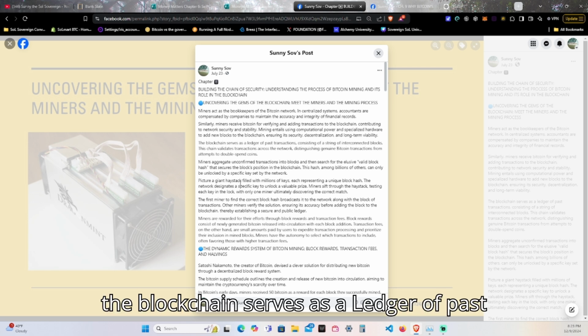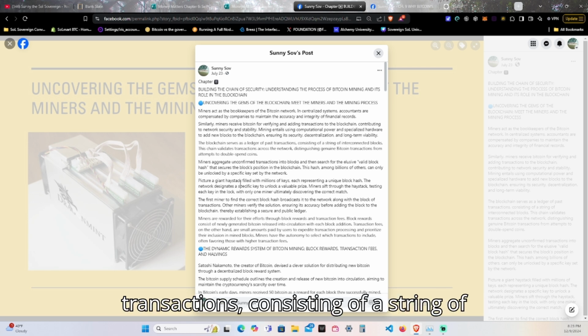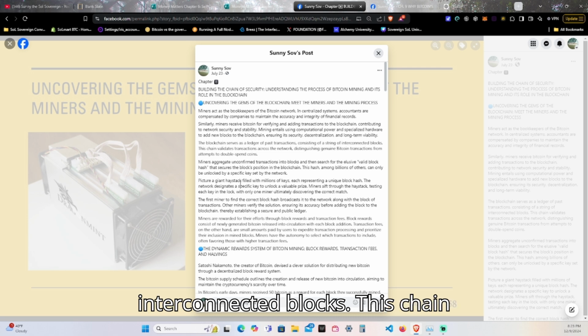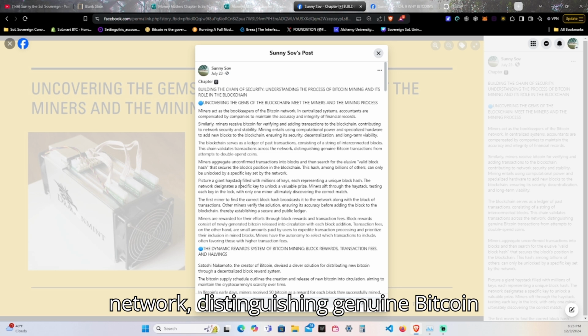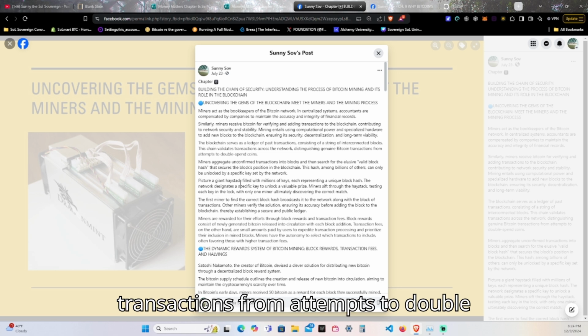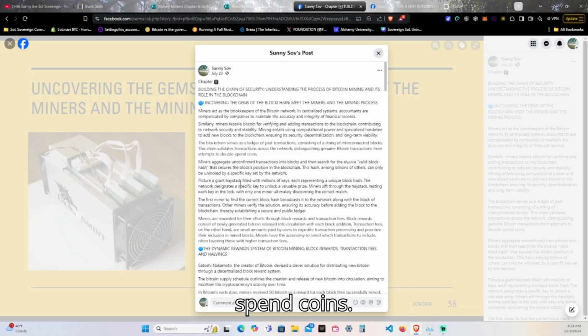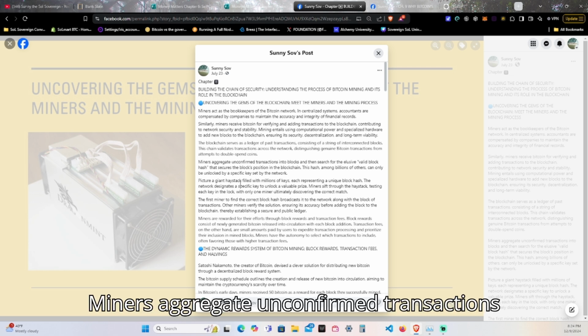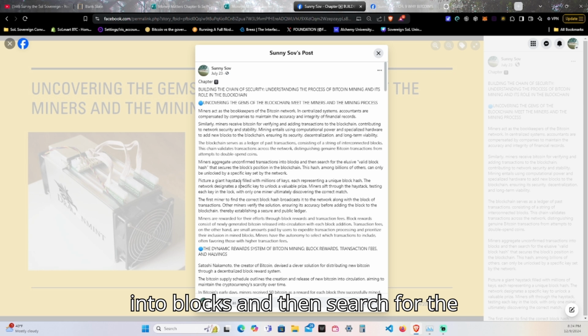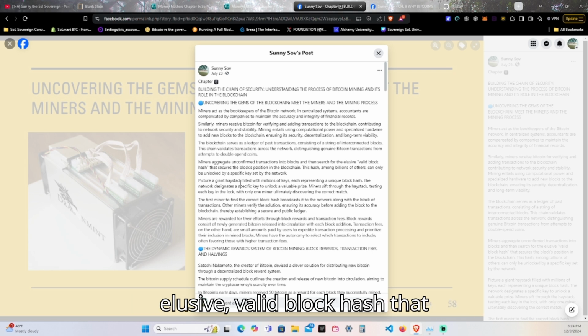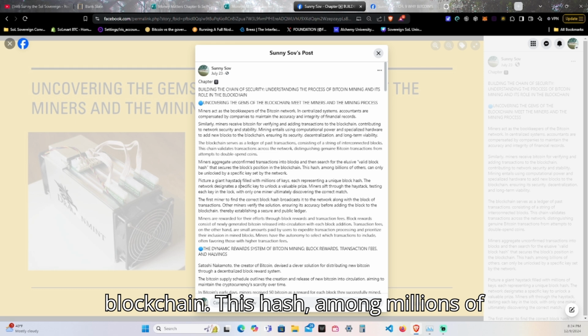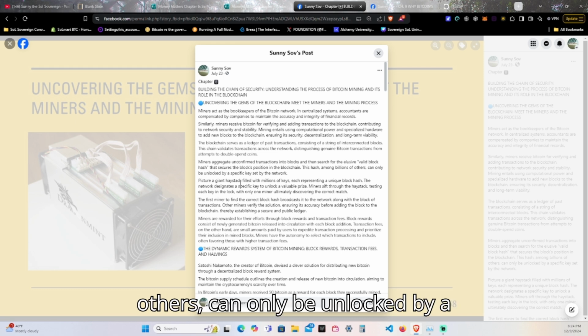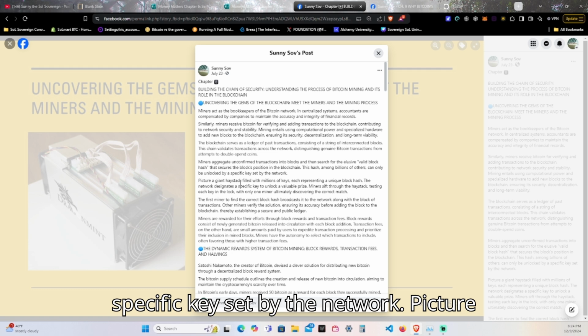The blockchain serves as a ledger of past transactions, consisting of a string of interconnected blocks. This chain validates transactions across the network, distinguishing genuine Bitcoin transactions from attempts to double spend coins. Miners aggregate unconfirmed transactions into blocks and then search for the elusive valid block hash that secures the block's position in the blockchain.